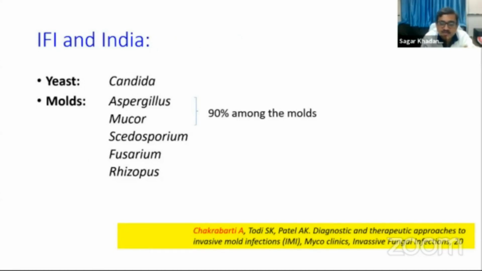What are the invasive fungal infections in India? Basically two types, either yeast or mold. Among yeasts, Candida is the most common, which invades skin and mucosa and enters the bloodstream, causing candidemia. Among the molds, Aspergillus and Mucor combined occupy around 90%, and the rest 10% are rarely Scedosporium and Fusarium. This particular data has been taken from Sagar.